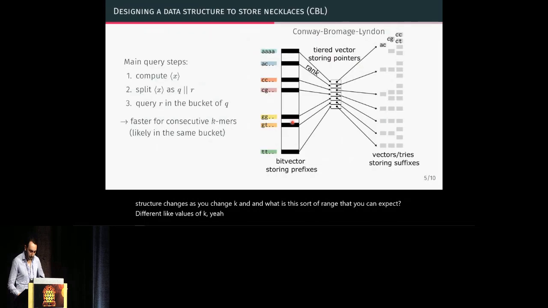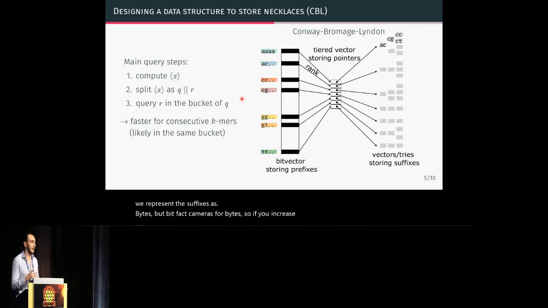Yeah, sure. Let's have a look at the data structure. In this case, you can adjust a second parameter on top of K, which is the size of the prefixes. If you don't change it and keep the default size, the size of the suffixes will increase. Right now we represent the suffixes as bytes, bit-packed k-mers. So if you increase K, it will add, let's say, 1 or 2 bytes to each suffix. But in the case of the trie, it will become deeper, basically, right?